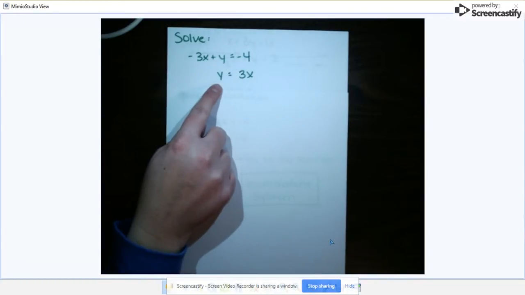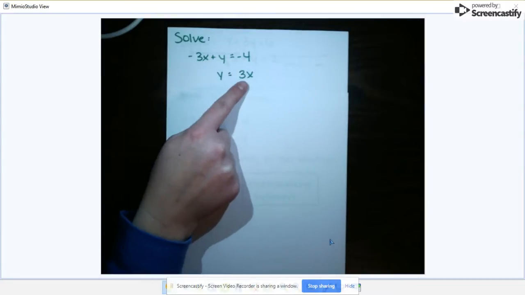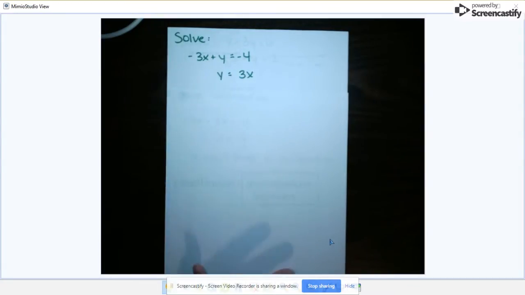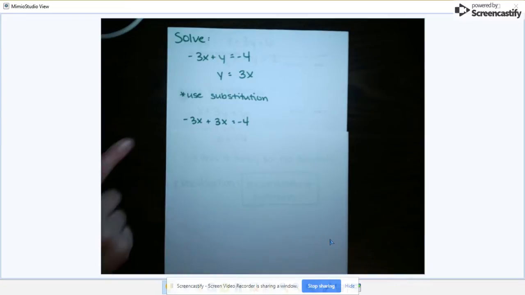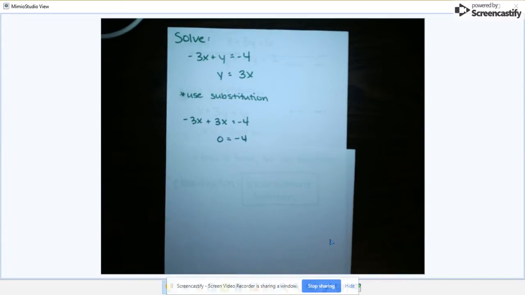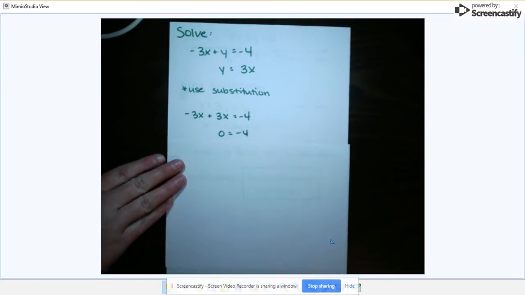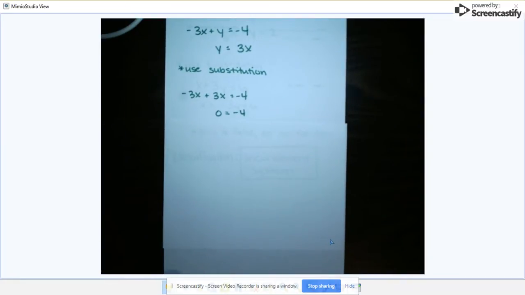This equation is already solved for y, so I can just go ahead and plug this 3x into y, which is what I do. So negative 3x plus 3x gives us 0, which leaves us with 0 equals negative 4. Now, that's not a solution we're used to, but that's because it's a different kind of solution. So this statement is false. We know that 0 is not equal to negative 4. Therefore, we don't have any solutions.